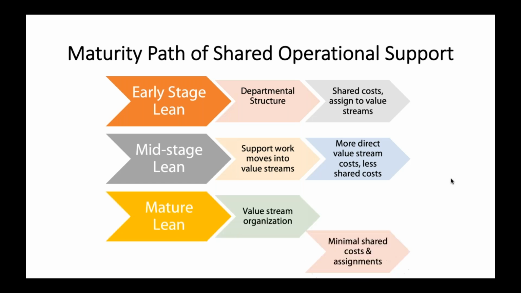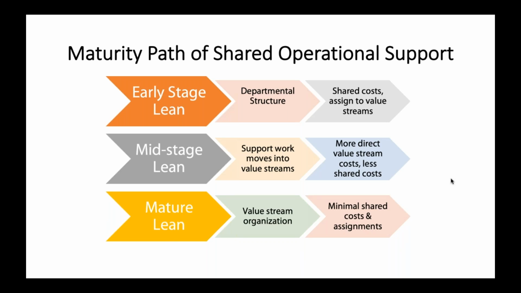And then when you become a mature lean company and get closer to a true value stream organization, you'll probably have some minimal shared costs and assignments. But I like to say it's unlikely that all the shared costs go away, but they mature over time. And that's why I go back to don't try to predict what the future is going to look like. Do what makes sense today in terms of shared costs. Create a simple assignment method. And then as lean matures and you see the physical changes in how these support departments are structured, you can change the costs accordingly.